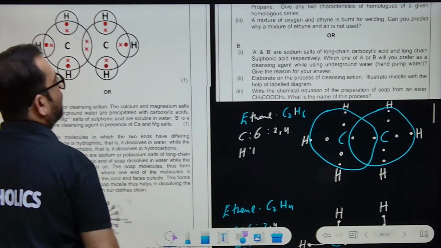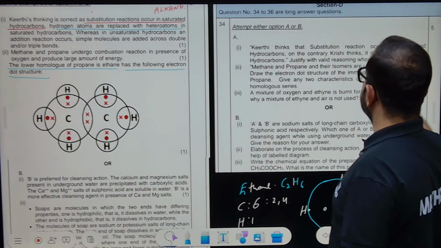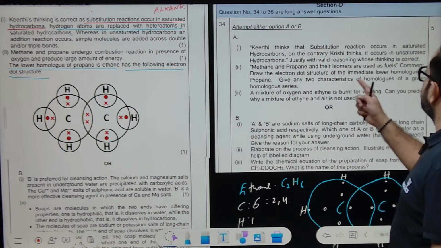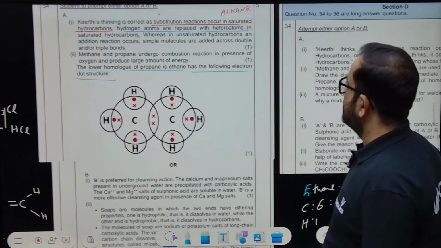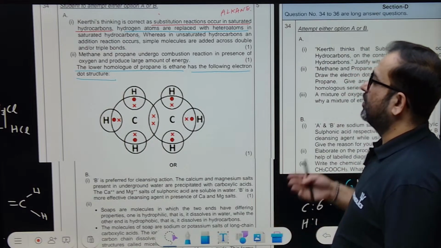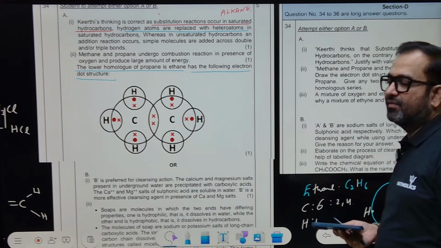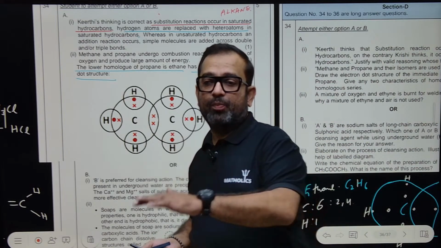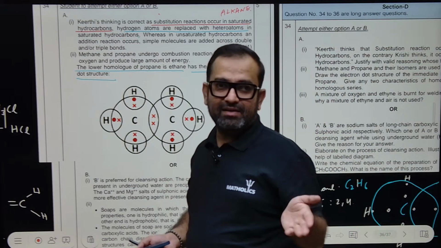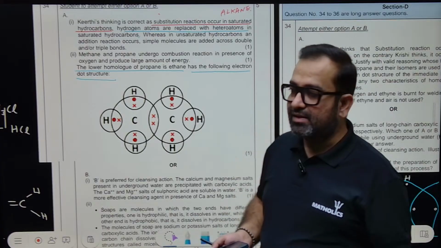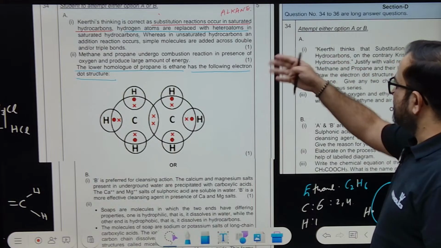Now, the immediate lower homologue of propane would mean ethane. Give any two characteristics of homologues of a given homologous series. It follows the rule of the above homologue also. If it is ethane, the lower one will be methane. If it is propane, it will be ethane. If it is ethene, methane is not possible. If it is propene, it will be ethene. So it follows the rule of the alkane, alkene, and alkyne series. You can write the characteristics like this. It's not given here, but you can write.